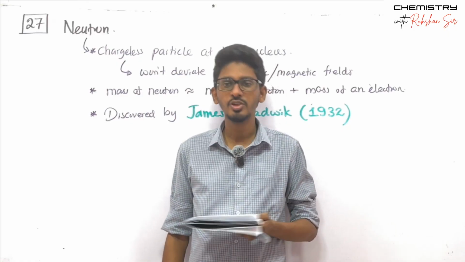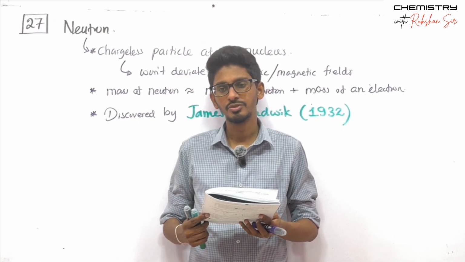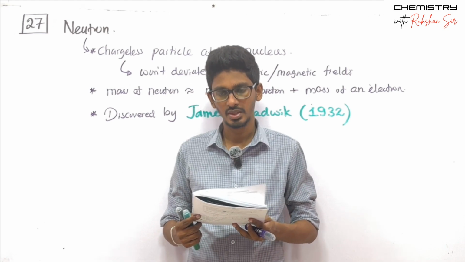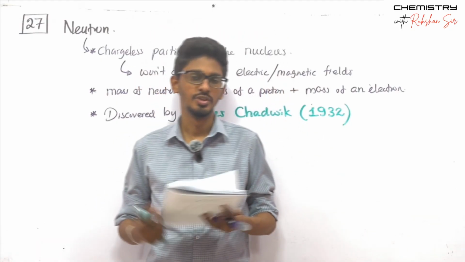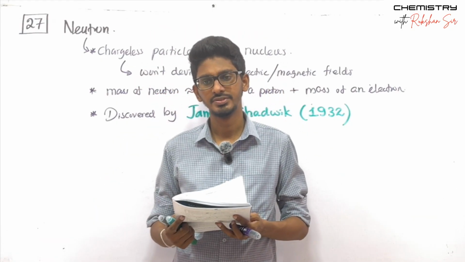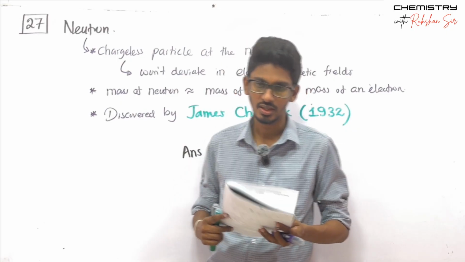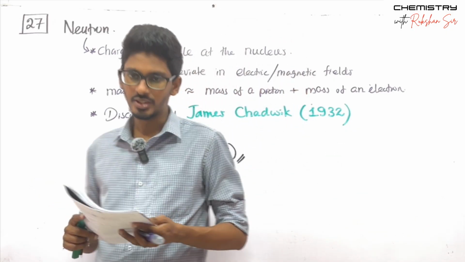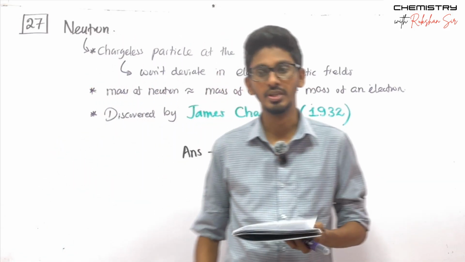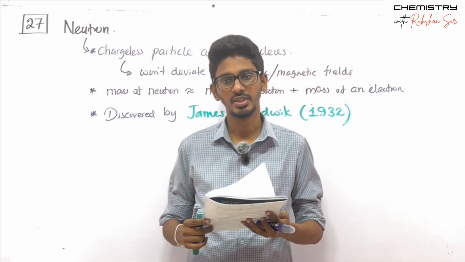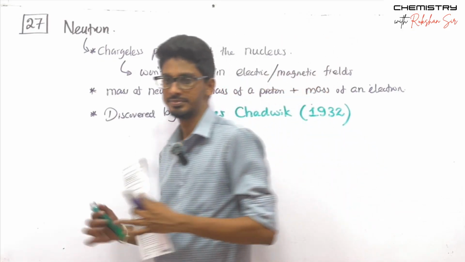And Eugen Goldstein is a scientist who proposed the existence of positive particles, positive rays, or we can say canal rays, anode rays. Those were first found by Eugen Goldstein. So those are the contributions from the other scientists appearing in question number 27. Clear? Right. So let's move to question number 28 then.